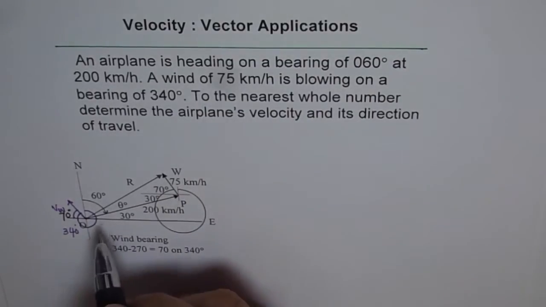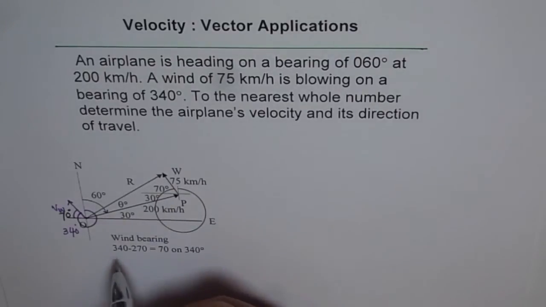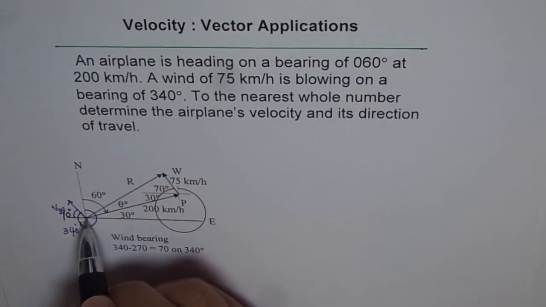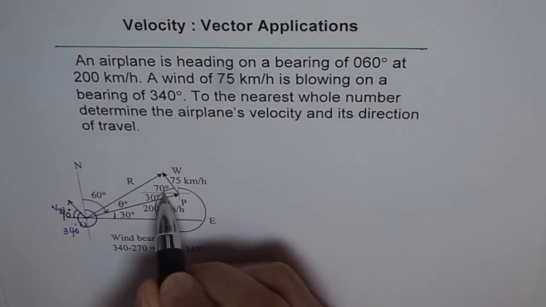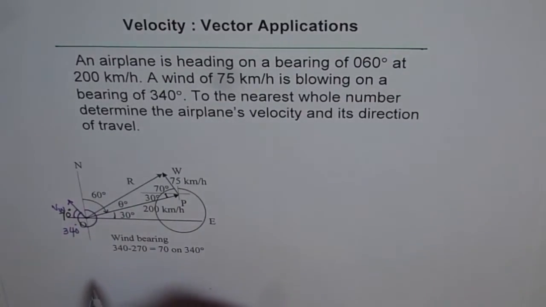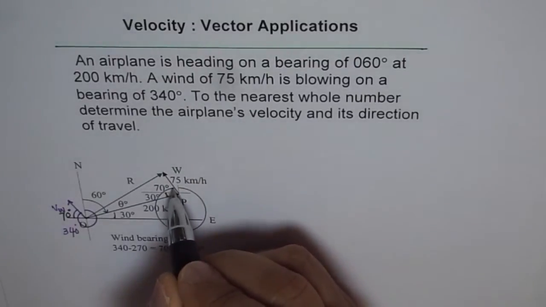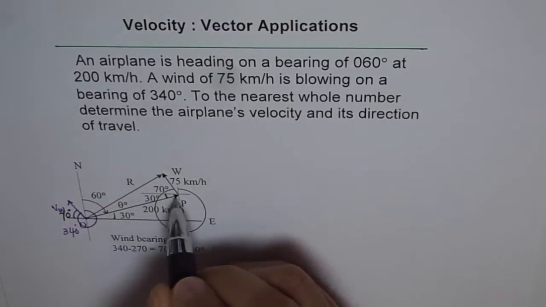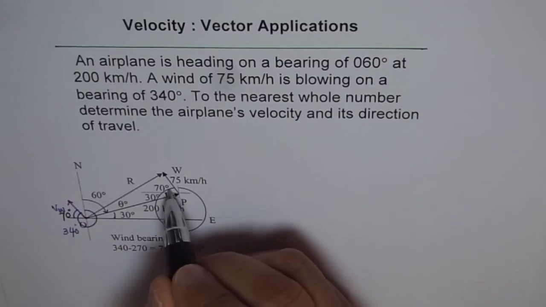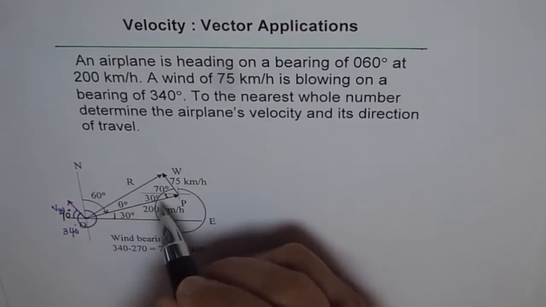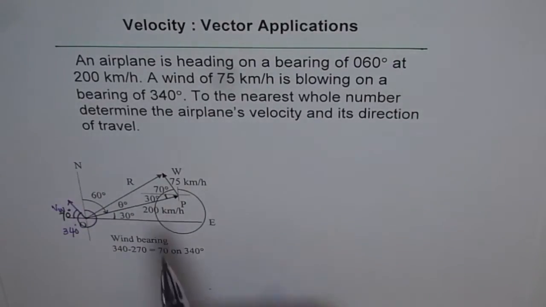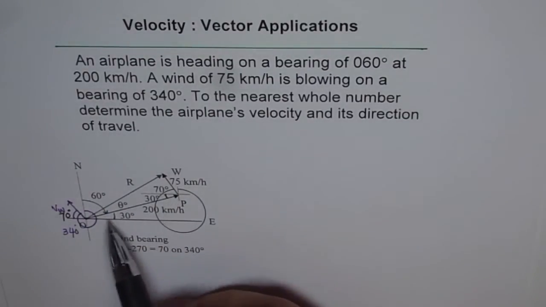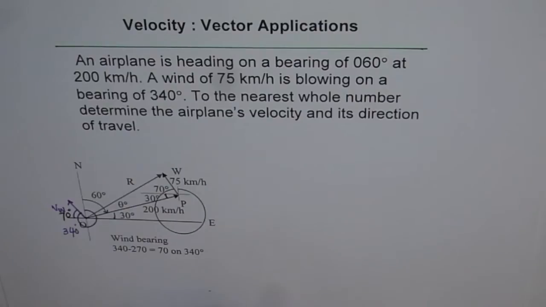So here we have, if you see this point, the plane makes 30 degrees with the horizontal, alternate angle of 30 degrees. And the wind makes 70 degrees angle with the horizontal. So at this point, the total angle included is 30 plus 70, that is 100 degrees. Do you see that? So that is a way to calculate the angle between the two given vectors.